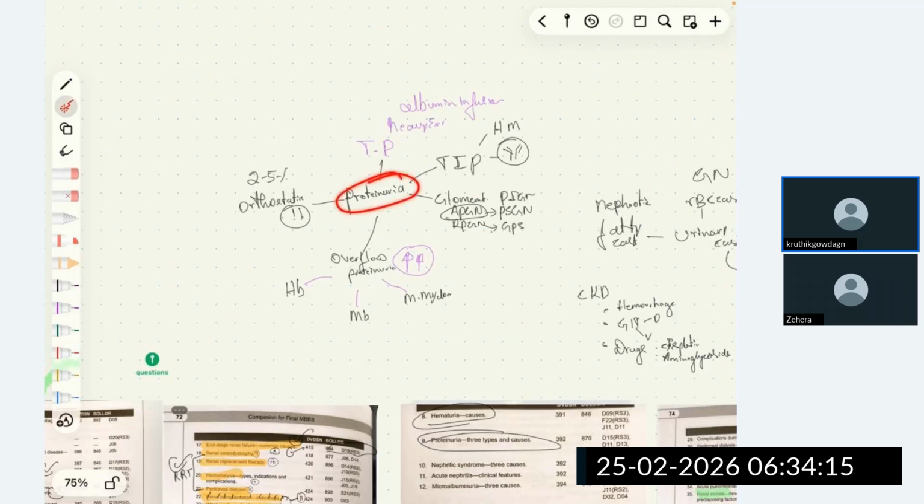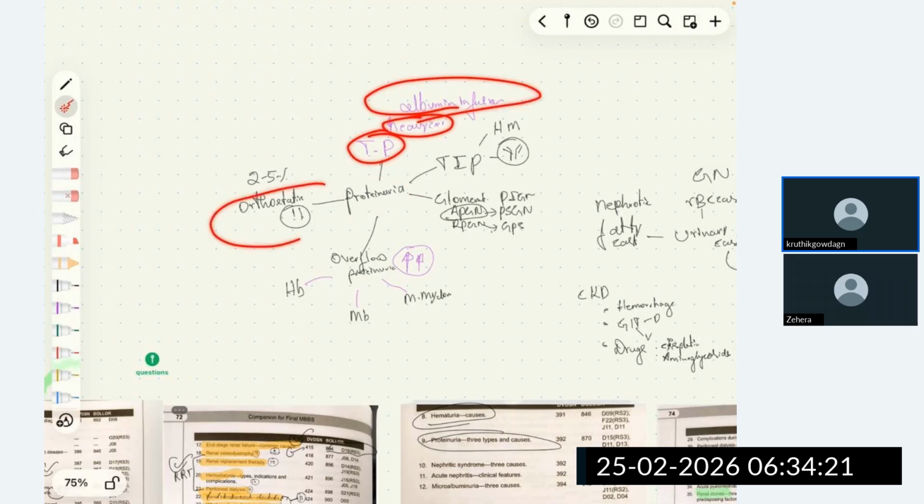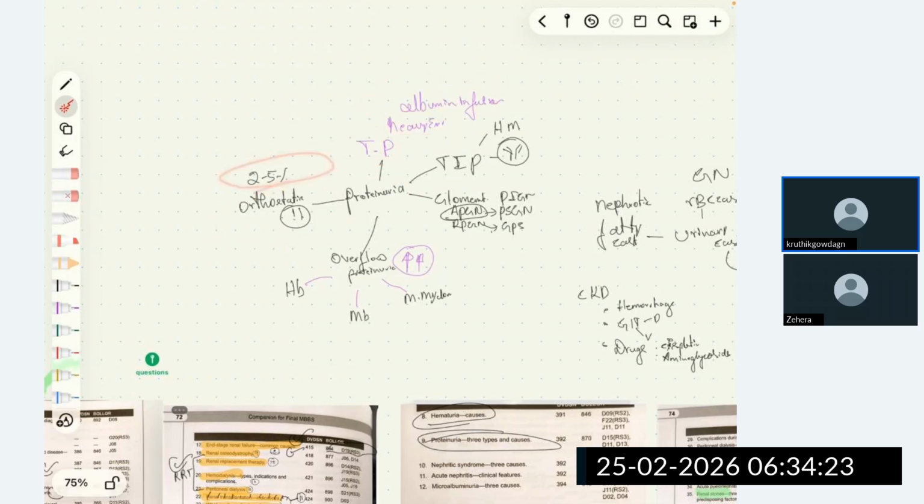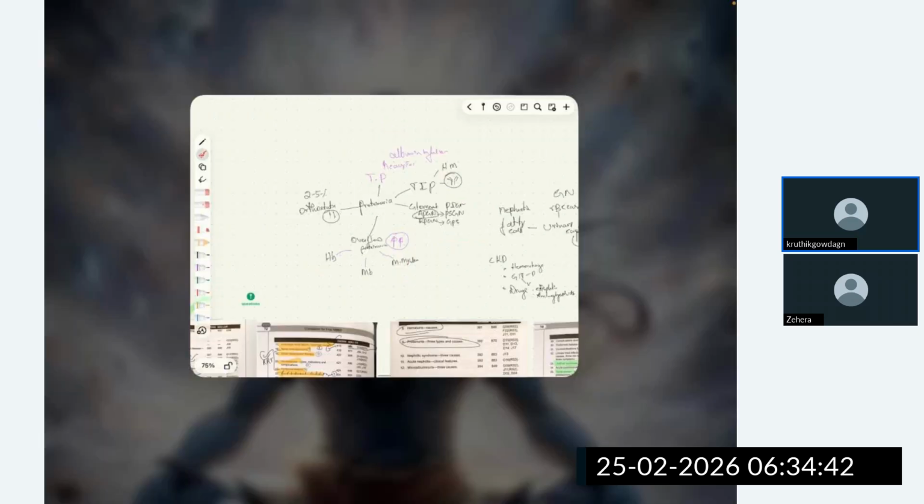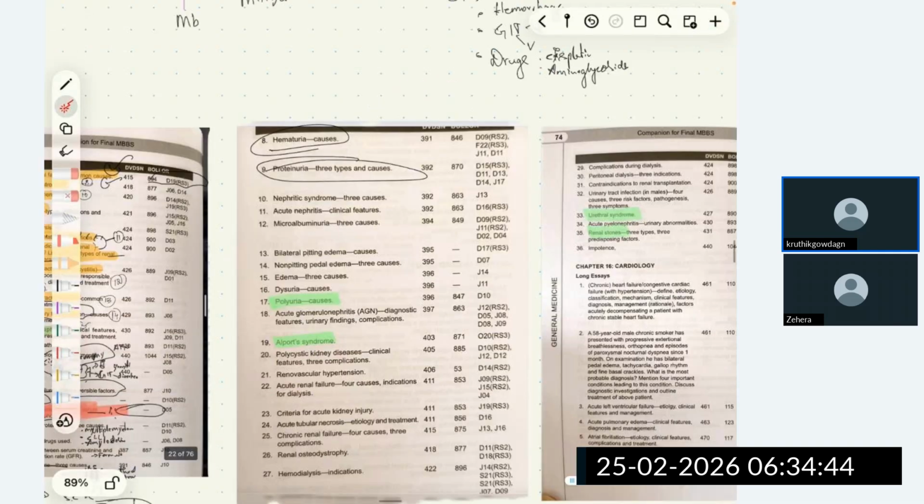Proteinuria is classified into transient proteinuria seen in heavy exercise and albumin infusion; orthostatic seen in 2 to 5% of adolescents; overflow proteinuria seen in hemoglobinuria, myoglobinuria, and multiple myeloma; glomerular proteinuria seen in APGN and RPGN; and tubulointerstitial proteinuria seen in heavy metal intoxication and autoimmune diseases. This is about proteinuria. Proteinuria is done.